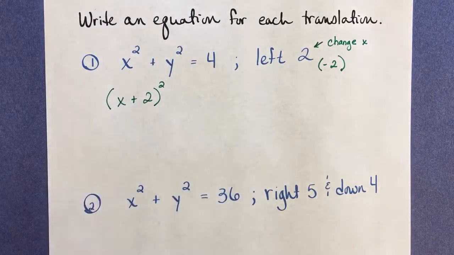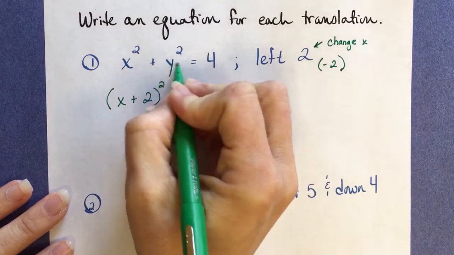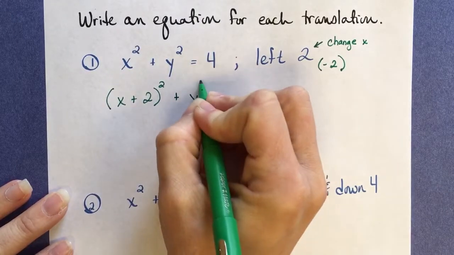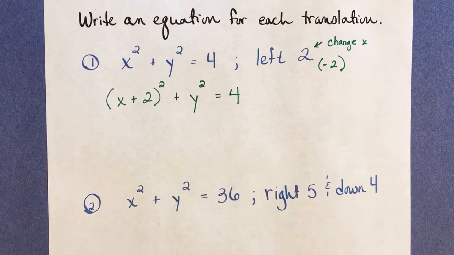Now, since you're only moving to the left, which only changes x, that would mean that the y squared part of this is not going to change, okay? And the translations that we're doing are not going to change the size of the circle, which means your radius is not going to change. We're not changing the size of the circle, we're just changing its location, okay? All right, let's look at the second example here.